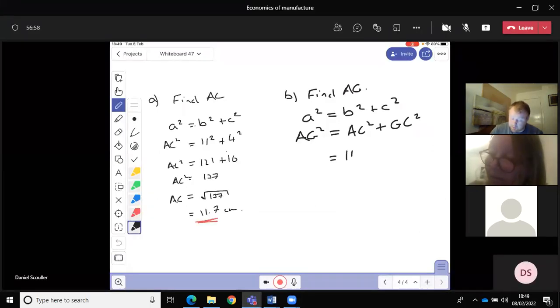AC squared is your 11.7 squared. GC was 5. AG squared. Just adding them together in your calculator. 11.7 squared.